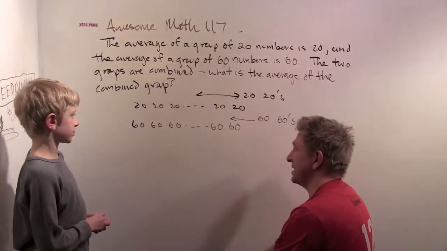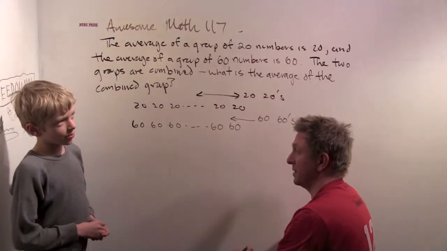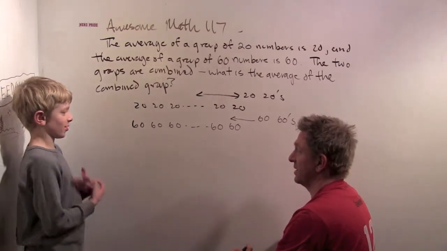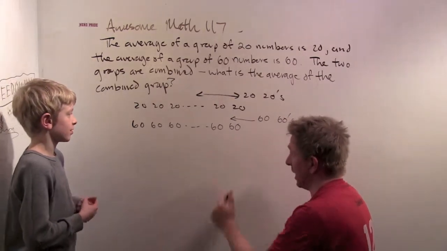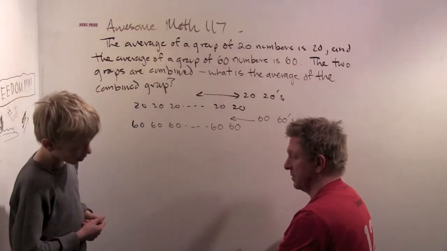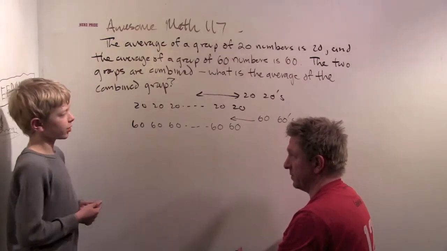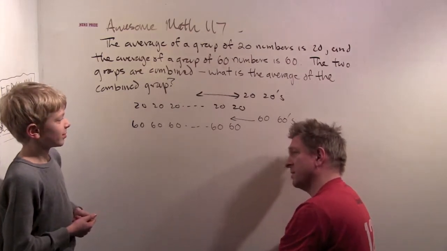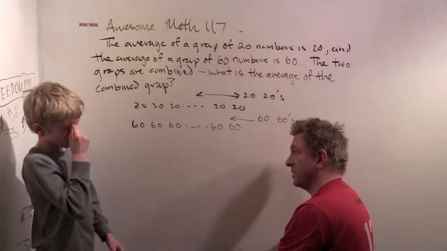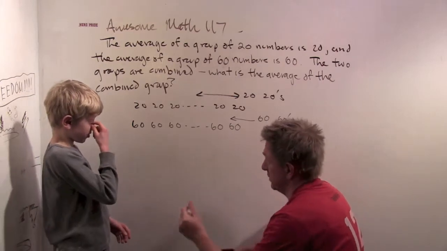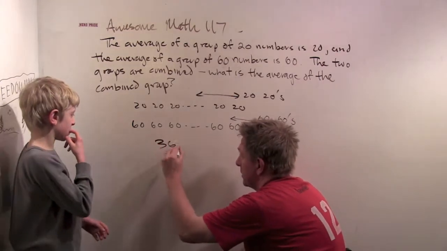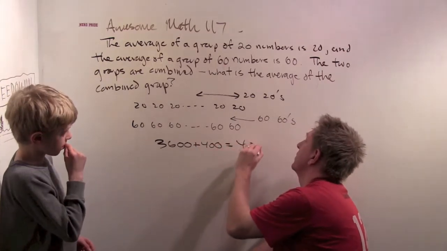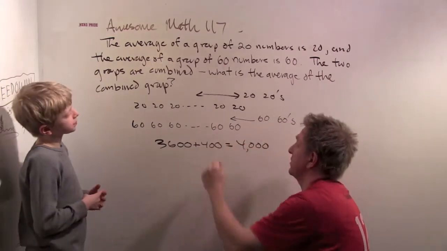What about here? What's sixty 60s add up to? I think it's 3,600. Okay, and what's that divided by 60? 60. So it works. What about the combined group? What's it going to add up to? Well, it's going to add up to 4,000. How'd you do that so fast? Because 3,600 plus 400 is 4,000. Okay, so it adds up to 4,000.